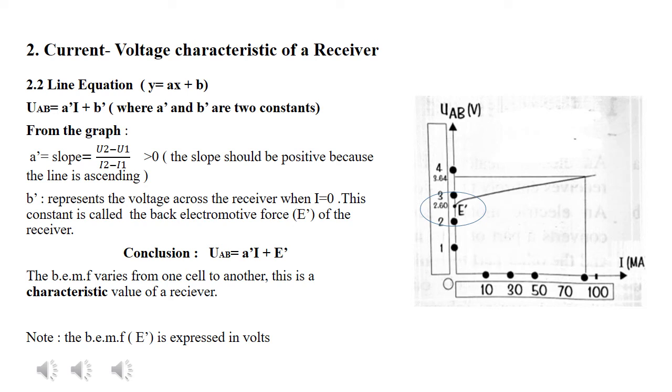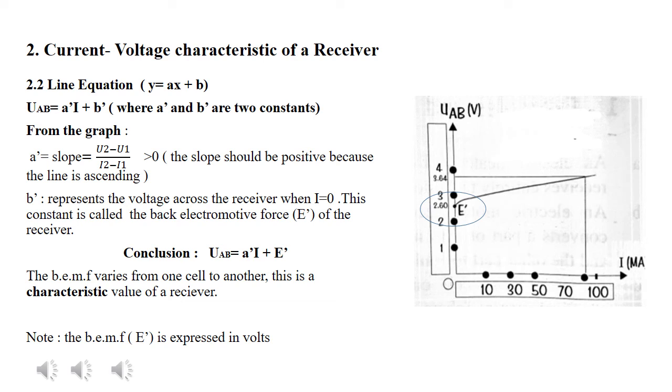What about b'? What do we call b'? b' represents the voltage across the receiver when the current is equal to 0. This constant is called the back electromotive force, represented by E'. Conclusion, now I can write the equation as UAB equals a' I plus E'.